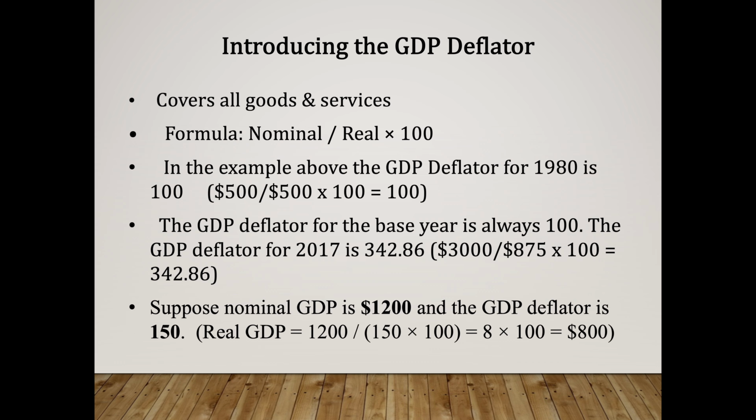We can also use the deflator to convert any nominal value into a real value, measured in base year prices. The formula is real value equals nominal value divided by deflator multiplied by 100. Here's an example. Suppose nominal GDP is $1,200 and the GDP deflator is 150. Real GDP equals 1,200 divided by 150 multiplied by 100, which equals 8 times 100, which is $800. So, in base year dollars, the true value is 800. You've basically deflated the number. You've taken out the effect of higher prices.